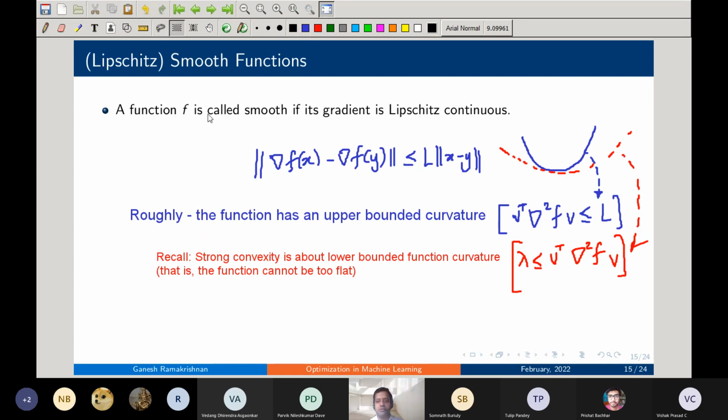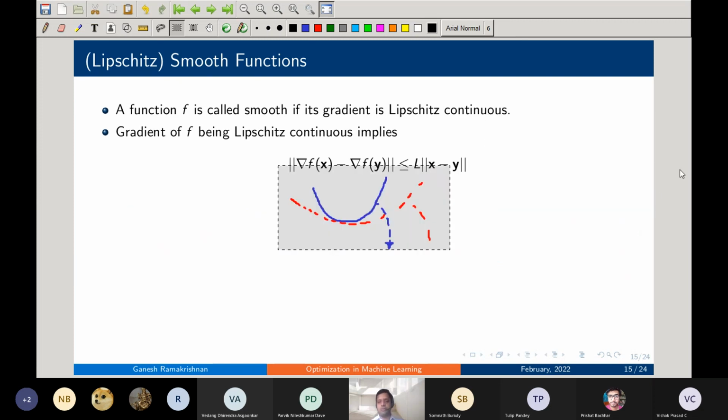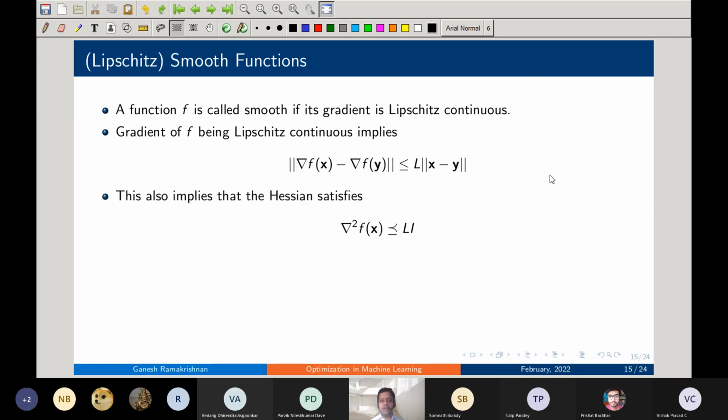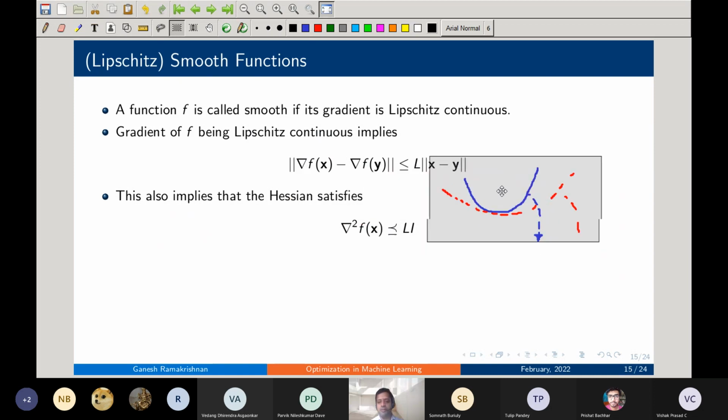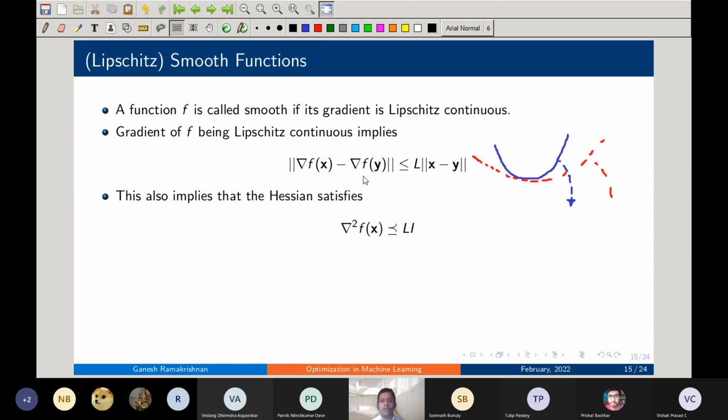So let's take this discussion forward. We can basically write the same thing differently, right? We can say, okay, this is what I had written. So you're saying that the gradient is upper bounded. So this rate of change of the gradient is upper bounded. It's saying the Hessian has this upper bound L. That's the blue part here.